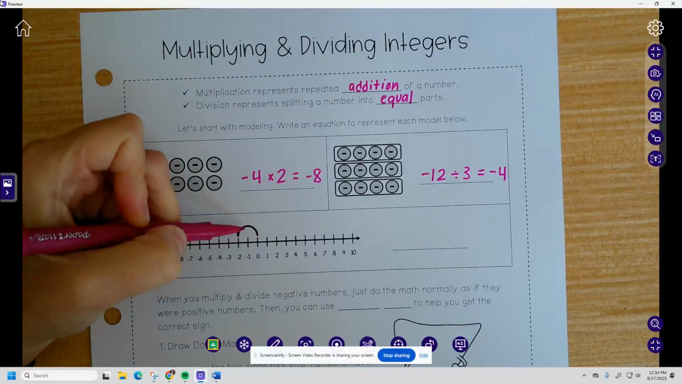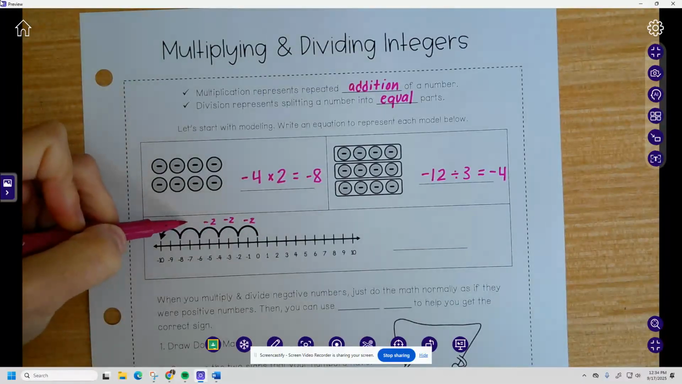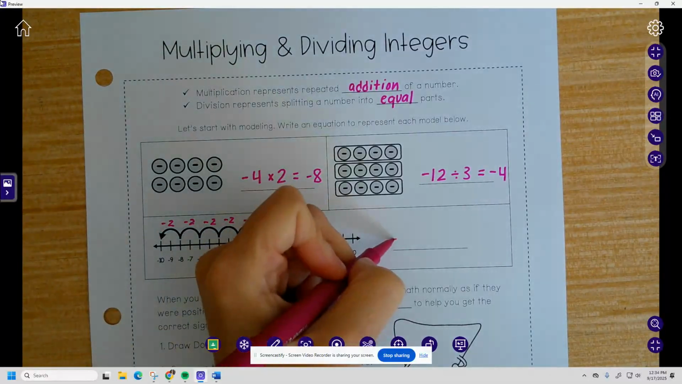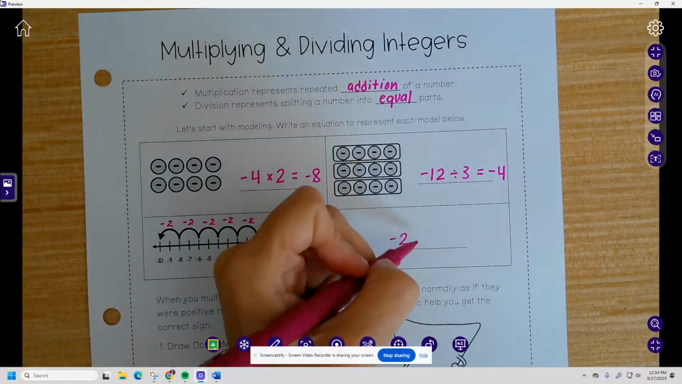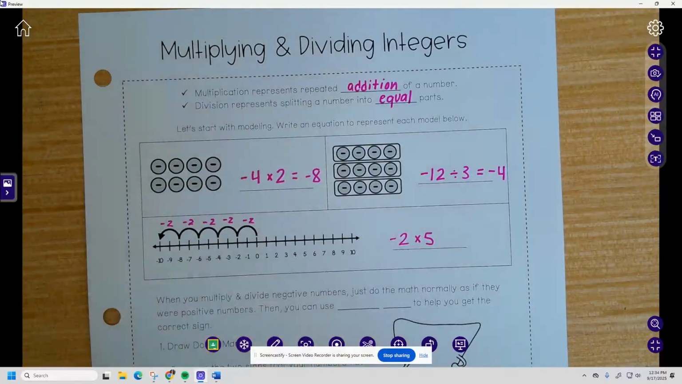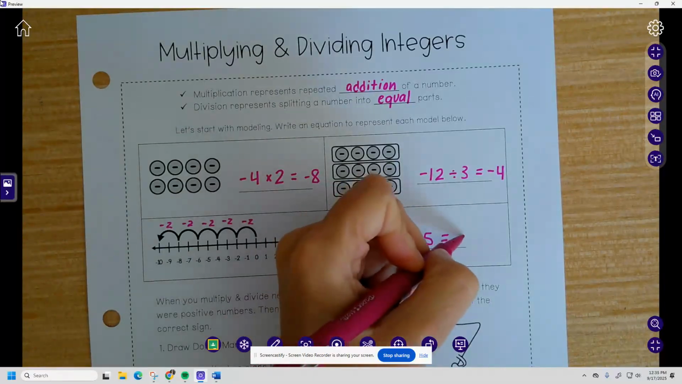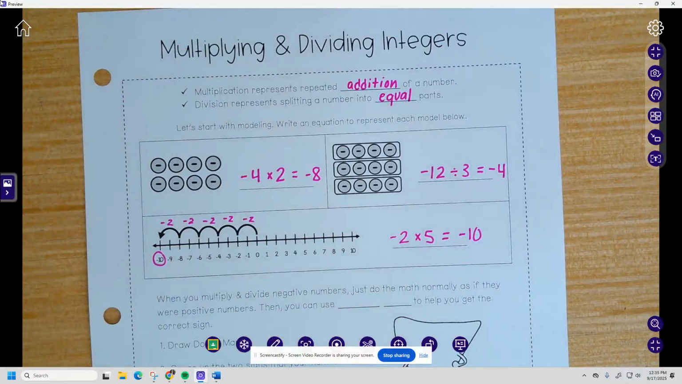So let's see, this looks like they go -2, and then down 2 again, and then down 2 again, and then down 2 again, and then down 2 again. So they went down 2 each time, so -2. And how many times did they go down 2? 5 times. They took 5 hops. So -2 times 5 equals -10, because they ended up on the -10.